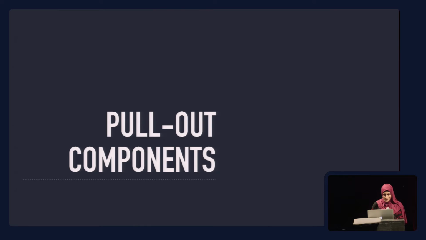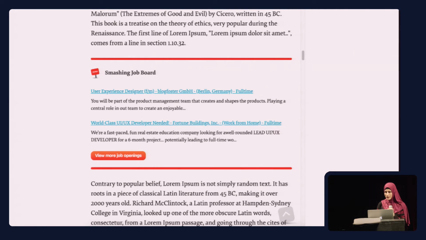OK. I'm going to go over maybe a couple of sections really fast now. So, pull out components. Now, you may have come across this pattern before where you have a long article, and then somewhere in the middle of the article, you have a component on desktop. You have a component that is part of a sidebar, but it's not stacked. There are multiple elements on the article in the sidebar, but there's a lot of space between them.